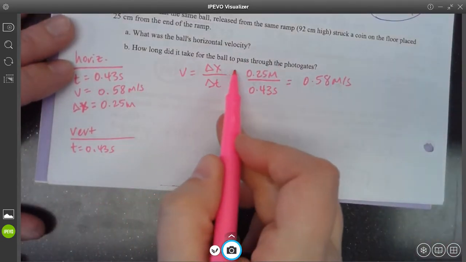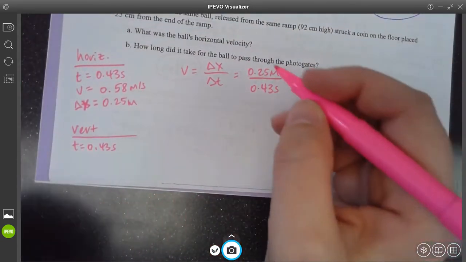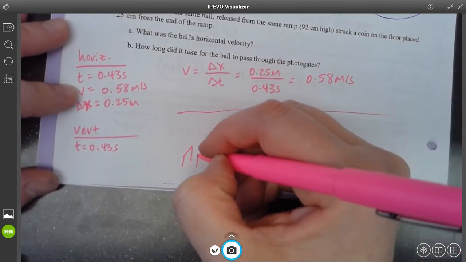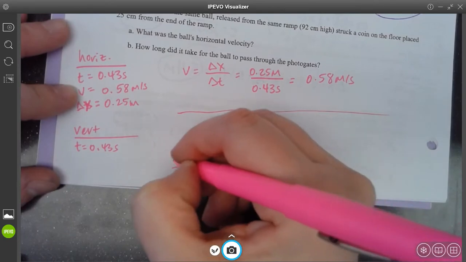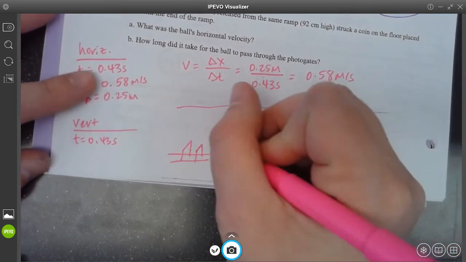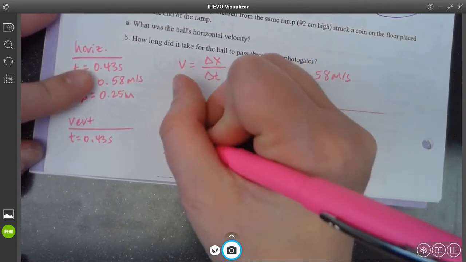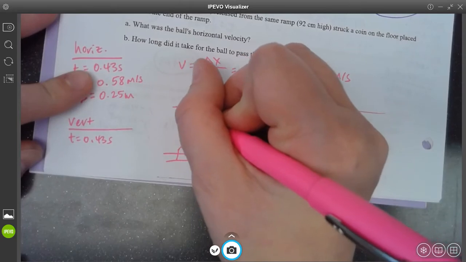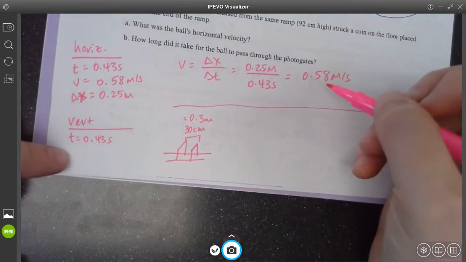Next it says, how long did it take the ball to pass through the photo gates? So this is a different sort of issue, right? Our photo gates are, I should bring some in to show you guys. We have some upstairs. They're like little arches that you put over a path, and then when the ball goes through the path, it measures how long it takes. We know that these guys are 30 centimeters apart. So that's equal to 0.3 meters. And we know the velocity.